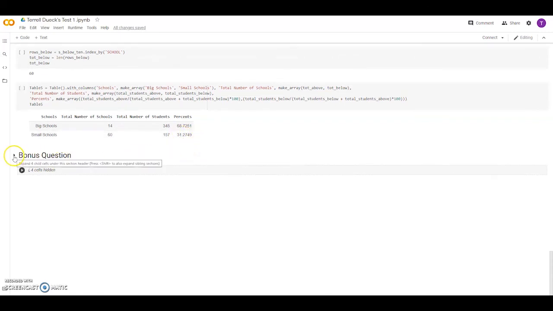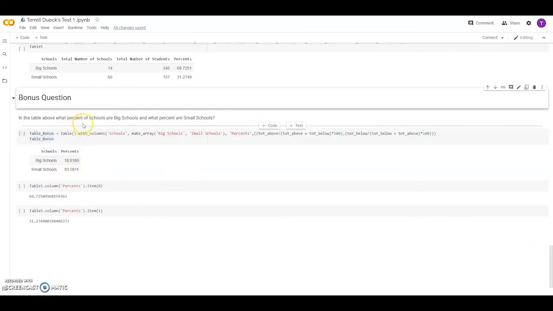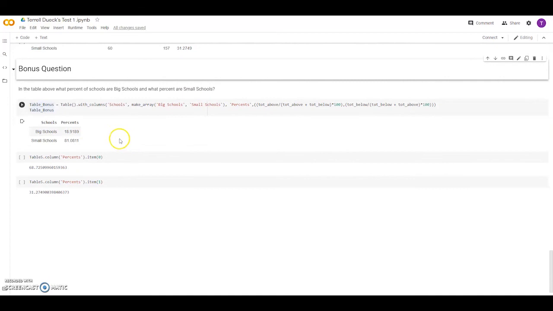Now, the bonus question was so confusing, but this is what I tried doing. This is in a table about what percent of schools are big schools and what percent are small schools. So, in my first attempt, I put big schools would be 18% of all the schools that the students were sent from, while 81% of all the schools were small schools. But just in case I get it wrong, maybe I get some points off of these two here.